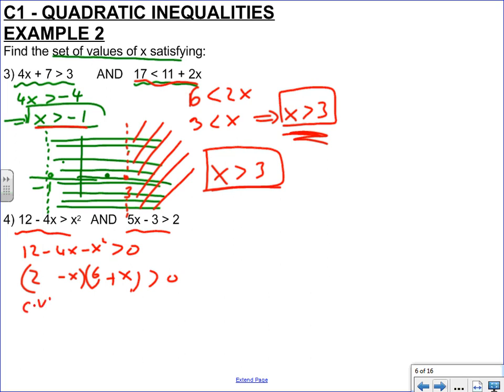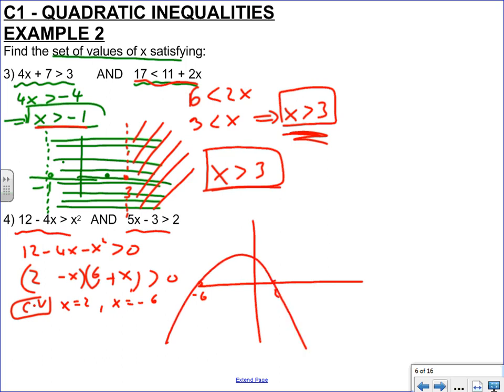Now we've got our critical values again. So this time x is 2, x is minus 6. Quick graph. Can't do it without a graph. Minus 6 and 2. It's a negative graph, so it's going to go something like that. Sorted. Now when is this thing bigger than 0? Because that's what we're interested in. When it's bigger than 0, well, if I put this x value in, it's positive. Positive, positive. So at the moment, it's everything in there with those red arrows.